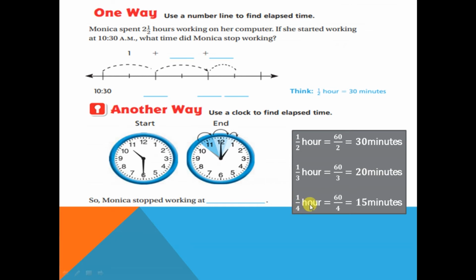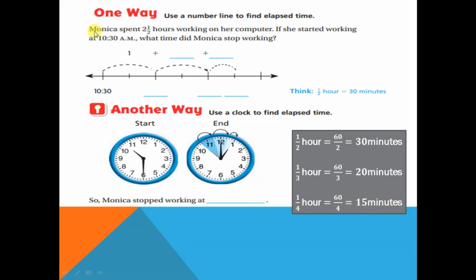A quarter of an hour, or a fourth of an hour, means dividing 60 minutes by 4. And why did we say 60 minutes? Again, because each 1 hour equals 60 minutes. So 60 divided by 4 will give me 15 minutes.